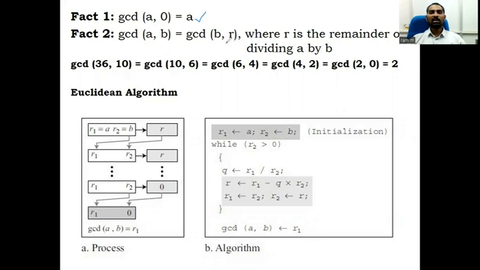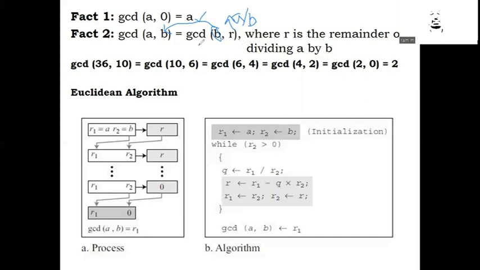So what is GCD of B comma R? That is, what is B? B we know. B is the second positive number that we are considering in the GCD. Then what is R? R is the remainder that we get when A is divided by B.